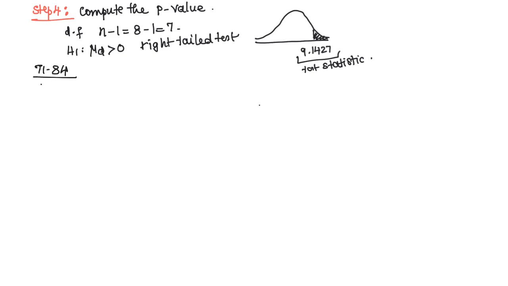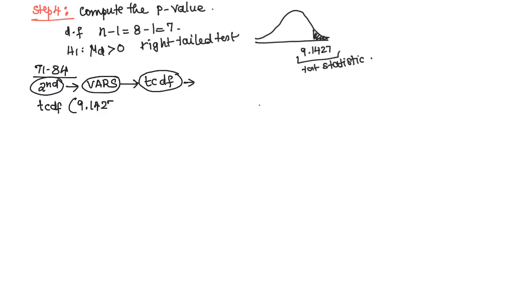So in the calculator, first press second, then VARS, then select tcdf, then it will give you tcdf and a parenthesis. So in the parenthesis, write down 9.1427 starting from here to the end. That is a very large number, so you can enter 10 power 99 and the degrees of freedom 7. Then press enter.